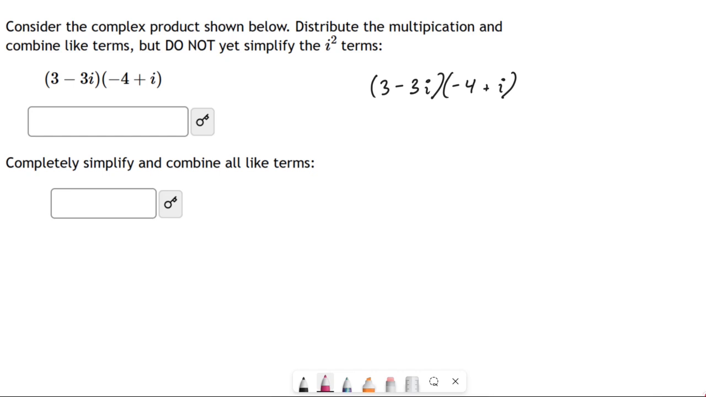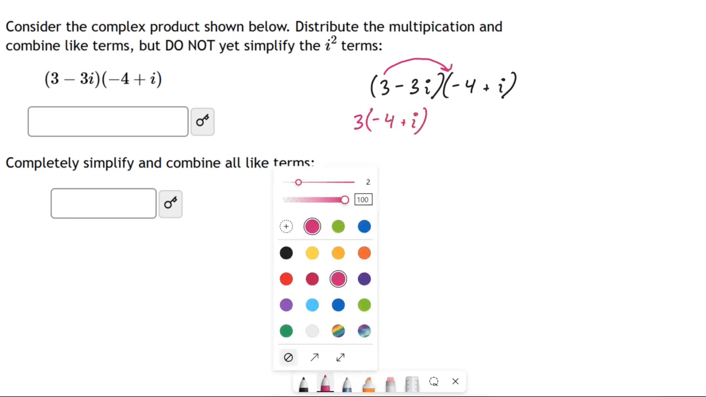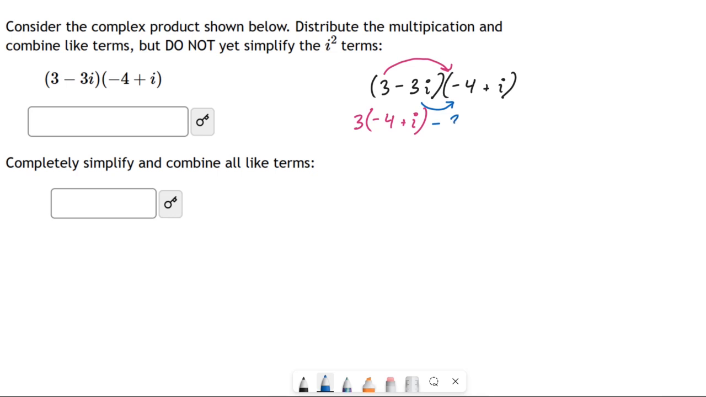Okay, so the very first thing I want to do in distribution is take that 3 and multiply it by this parentheses. So I'm going to get 3 times negative 4 plus i. And then, as the next part of distribution, I'm going to take the 3i term and multiply that by the parentheses. So that's going to be minus 3i times negative 4 plus i. And now I can work through the effects of each one of those parentheses individually.